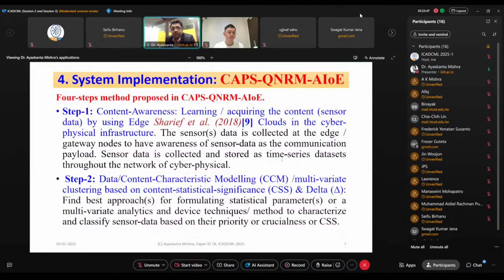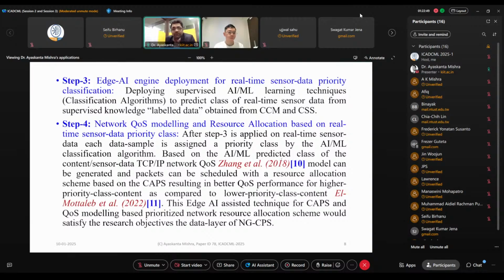The next step would be, after getting the content classes, the priority classes, we are going to deploy the trained model to predict the real-time sensor data, so that real-time sensor data can be classified into 4 different priorities, and those 4 different priorities will be dealt with in a different way as far as the networking is concerned.